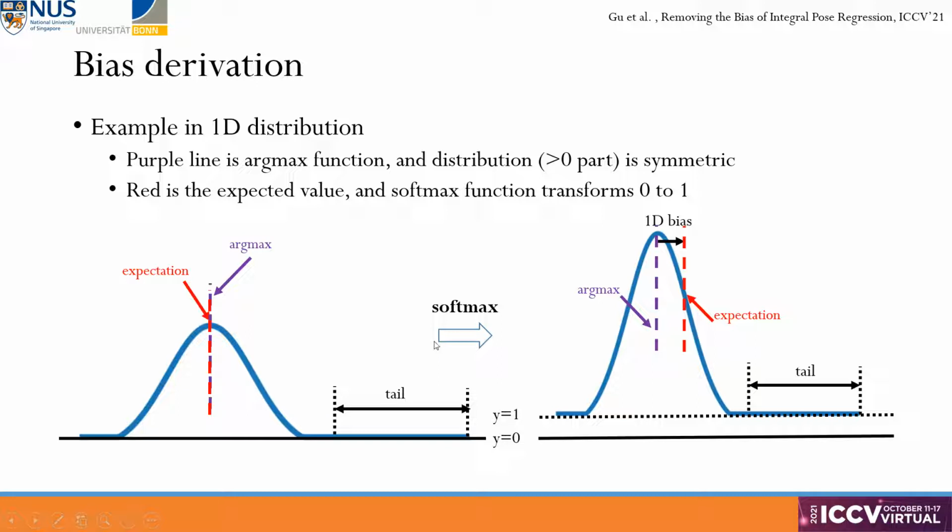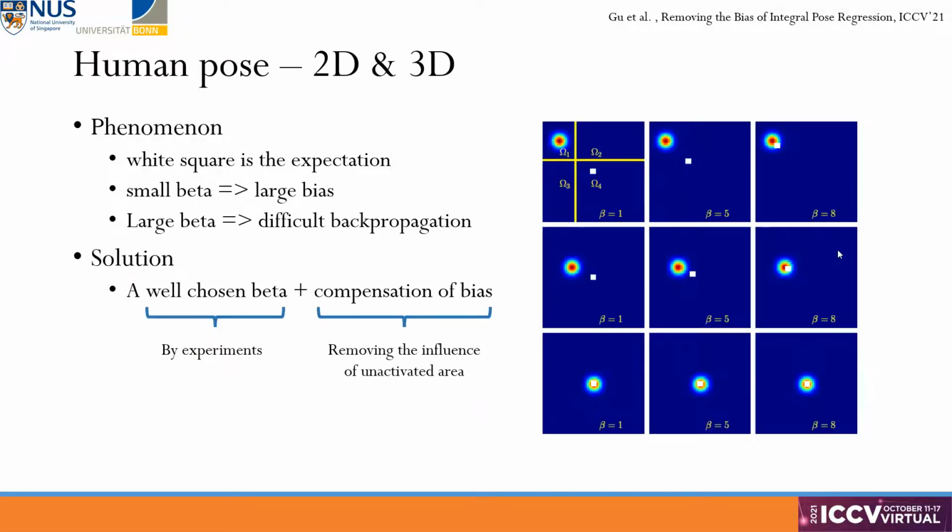However, when the values are normalized by the softmax function, the tail part becomes non-zero, which drags the expectation line to the right side as the tail appears at the right side of the distribution. In this case, the expected value no longer equals the argmax result, and the shift we call 1D bias.